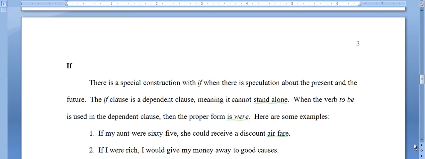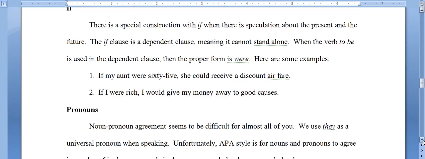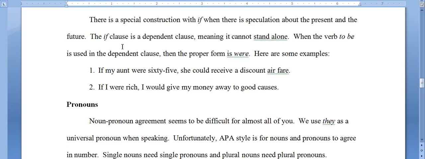There's a special construction with "if" when you have speculation about the present and the future. So the if clause is a dependent clause, meaning it can't stand alone. It's not a complete phrase. And when you're using the verb "to be" in the dependent clause, then the proper form of the verb "to be" is "were." And here are some examples of that.